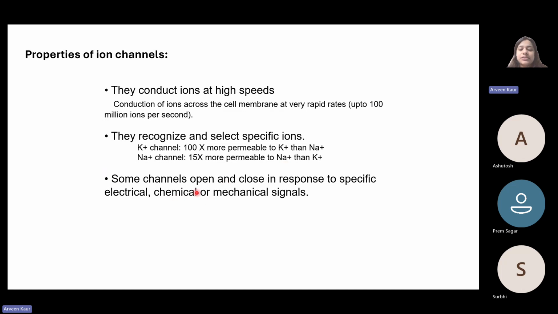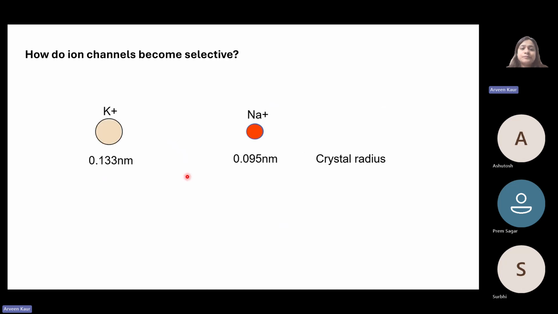So, some channels open and close in response to specific electrical, chemical, or mechanical signals also. Some are open all the time, some open and close with respect to these changes that are occurring around them, right? So, how do these ion channels become selective? Let us understand that quickly, right? Before moving on to that circuit part again.